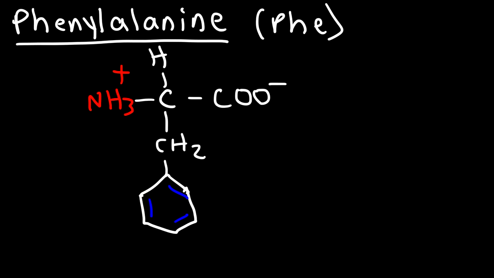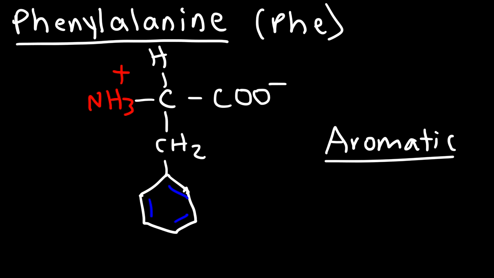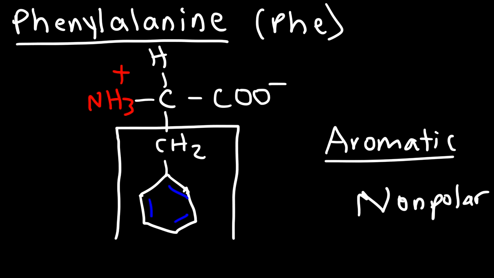So therefore, anytime you see an amino acid with a benzene ring, it's also known as an aromatic amino acid, because the benzene ring is an aromatic ring. Now, this is also a nonpolar amino acid, because as you can see, the R group contains only carbon and hydrogen bonds, so it's nonpolar.